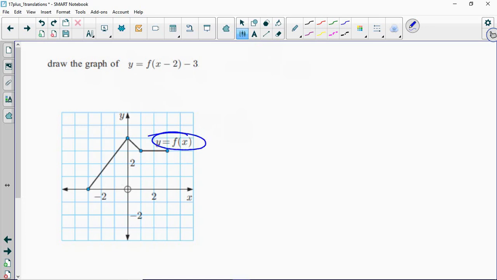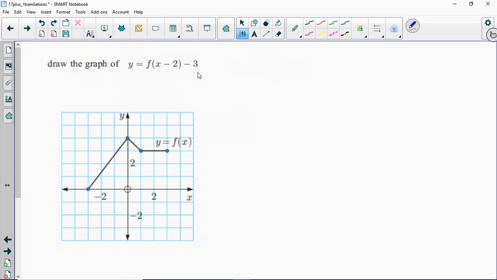It's this weird thing that's made up of these 3 line segments. It appears to be a piecewise function of some sort. We're going to take this whole thing and we're going to shift it. How are we going to shift it? 2 units to the right and 3 units down.